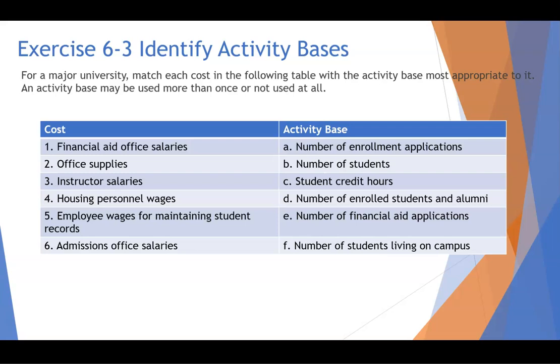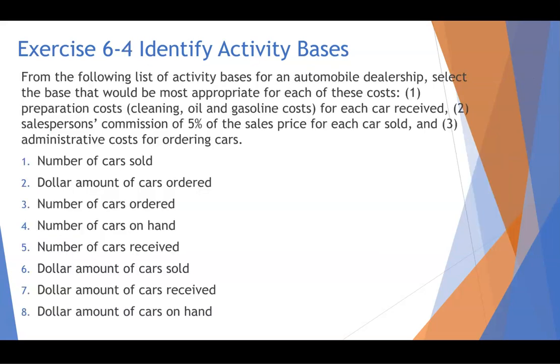So if we take a look at these, we'll see here that we've got financial aid office salaries. Our base would be the number of financial aid applications. Office supplies would be number of students. Instructor salaries, student credit hours. Housing personnel wages, those living on campus. Employee wages for maintaining student records would be number of enrolled students. And then the admission office salaries would be the number of enrollment applications.